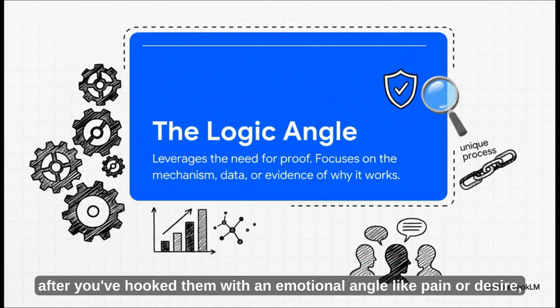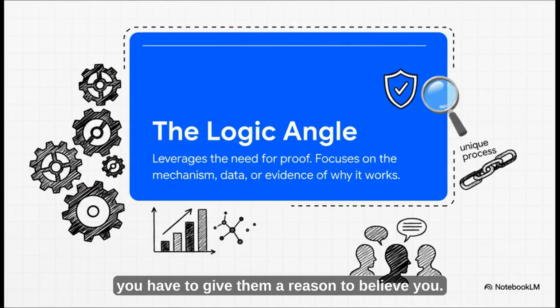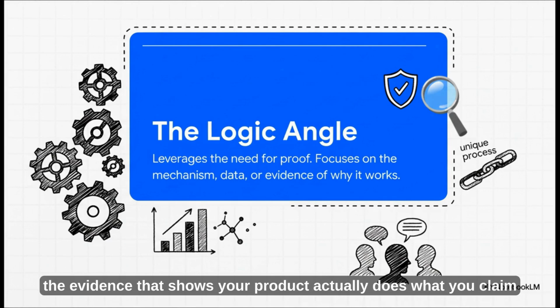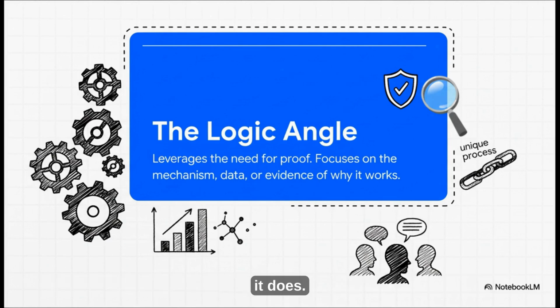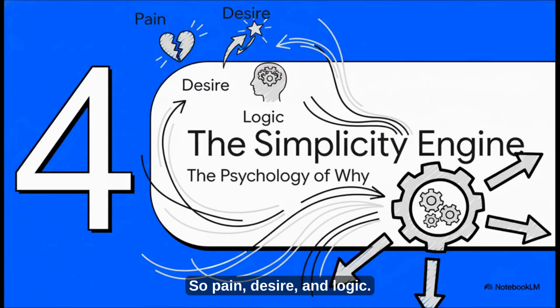See, after you've hooked them with an emotional angle like pain or desire, you have to give them a reason to believe you. And that's where logic comes in. It's the proof, the data, the social proof, the evidence that shows your product actually does what you claim it does. So pain, desire, and logic.